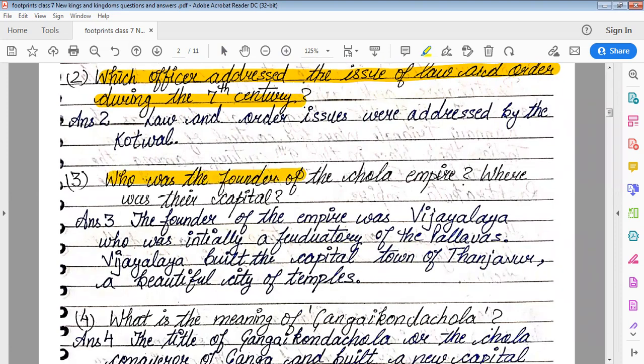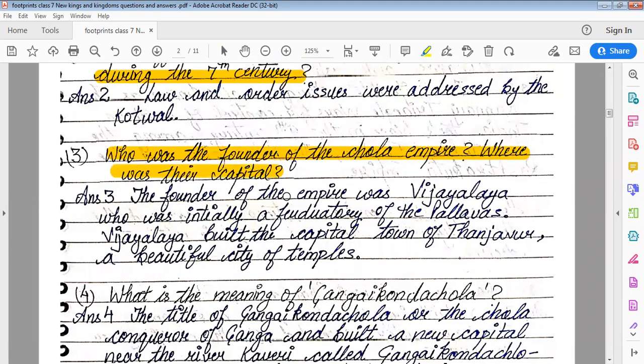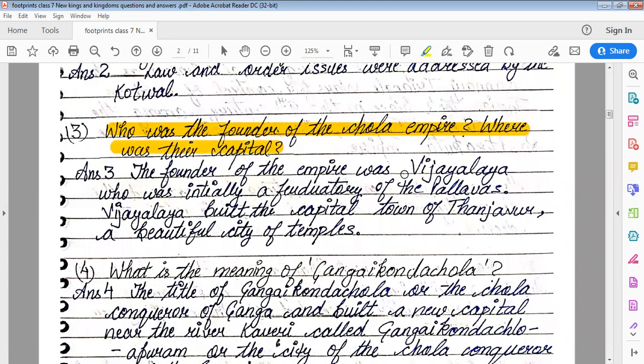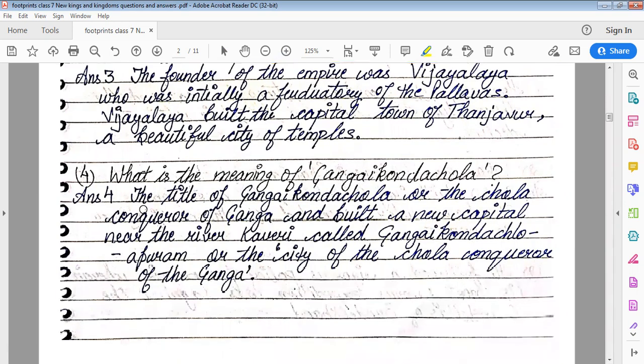Who was the founder of the Chola Empire? Where was their capital? The founder of the empire was Vijayalaya, who was initially a feudatory of the Pallavas. Vijayalaya built the capital town of Tanjore, a beautiful city of temples.